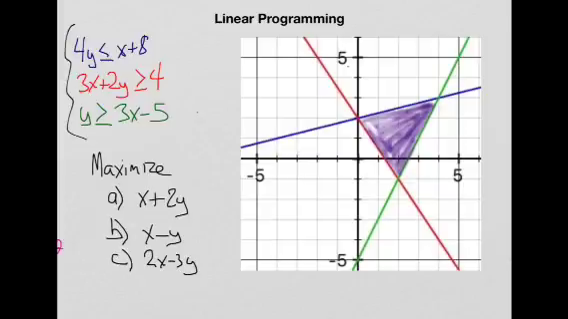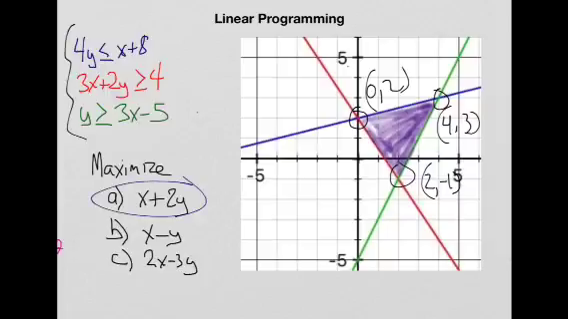So let's look at this graph. In order to maximize these expressions or these functions on this system of constraints, I need to find the vertices of my feasible region. So that would be 4, 3 here. This would be 0, 2. And this one would be 2, negative 1. Basically, we plug each one into our function and see which one makes it the greatest.